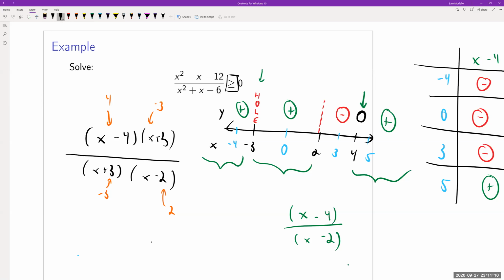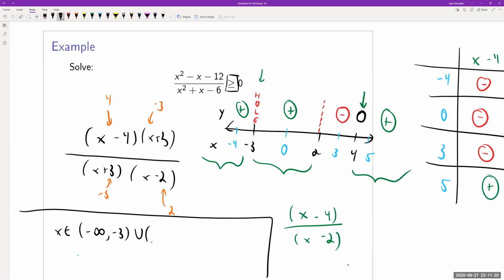So I would say for our solution, we should put these intervals. -infinity to -3. -3 to 2, and 4 to infinity. And the only hard bracket will show up at 4 because at this point, the function is equal to 0. And we want it to be equal to 0, so we will include that point. All other locations, -3 we can't include because that's a hole, and 2 we can't include because that's an asymptote.